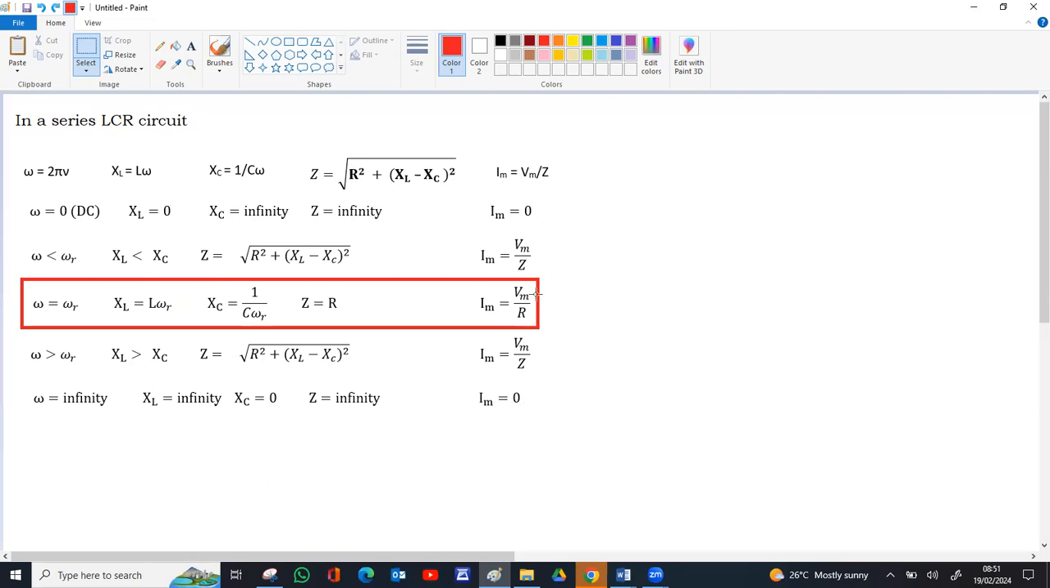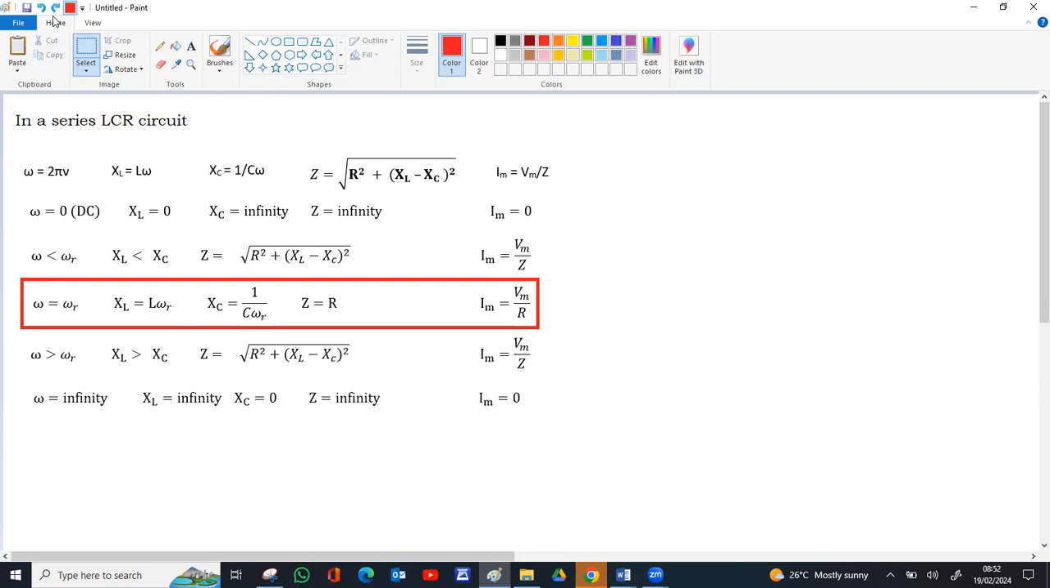So if you check these terms, the current was initially 0. Now the impedance is decreasing from infinity, so the current will increase, and here the impedance becomes minimum, equal to the resistance, and the current will be maximum. Beyond that, impedance again starts increasing because the reactance term appears again, so the current starts decreasing. When omega is infinity, the current will be 0. So this is the variation of inductive reactance, capacitive reactance, impedance, and even the current with respect to the variation of frequency of the AC source from 0 to infinity.